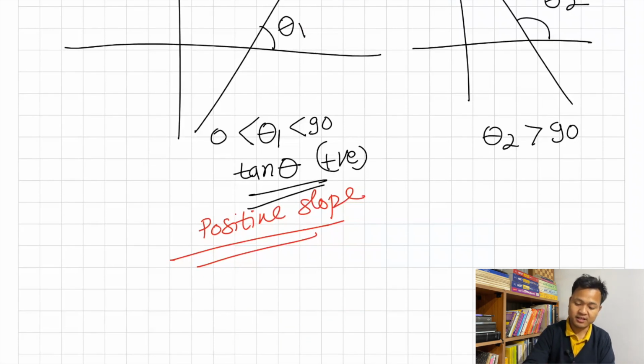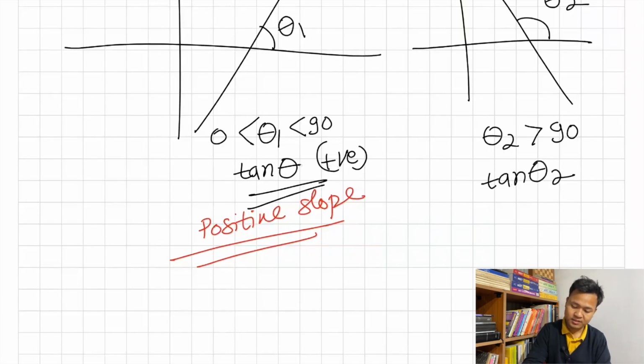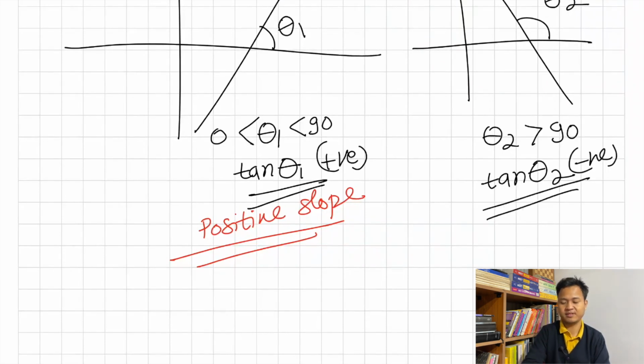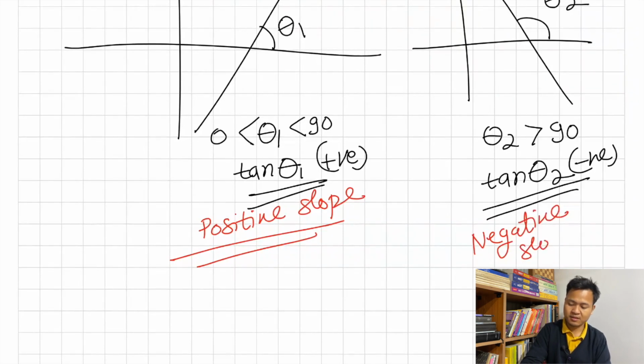Okay, and if the theta is greater than 90, so greater than 90 means in the second quadrant. In the second quadrant we know that only sine is positive, tan is negative. So here tan theta 2 will be negative. Okay, if theta is greater than 90, the tan theta will be negative. So this is what we call negative slope. Because tan theta is the slope itself. If tan theta is negative, then the slope is negative.